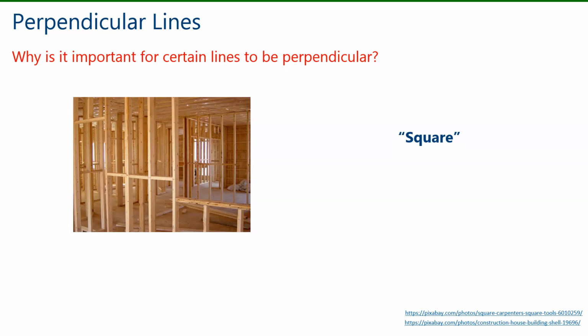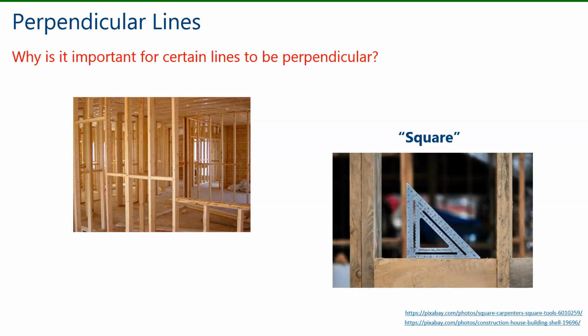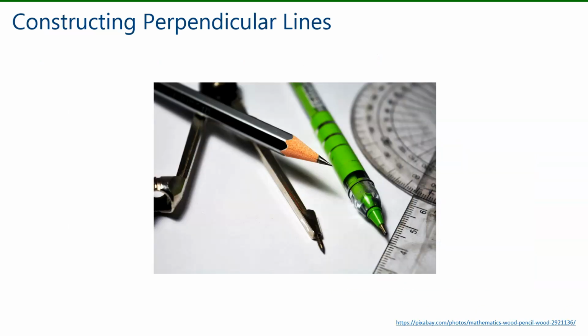In fact, when a carpenter is building something, they will use a tool called a square, which, ironically, is in the shape of a triangle. A square is used to make sure that two pieces of wood are perpendicular. In this video, we're going to look at three different methods for constructing perpendicular lines, and for all three methods, we're going to use our math set once again.